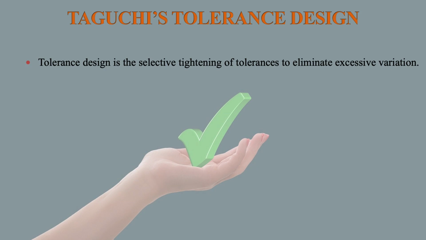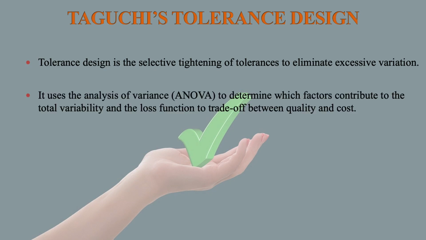Then Taguchi's tolerance design. First we have to find out the Taguchi's performance measurement. Again now we have to test the Taguchi's tolerance design. The tolerance design is the selective tightening of the tolerance to eliminate excessive variations. It uses the analysis of variance, ANOVA, to determine which factors contribute to the total variability, and the loss function to trade off between quality and cost.